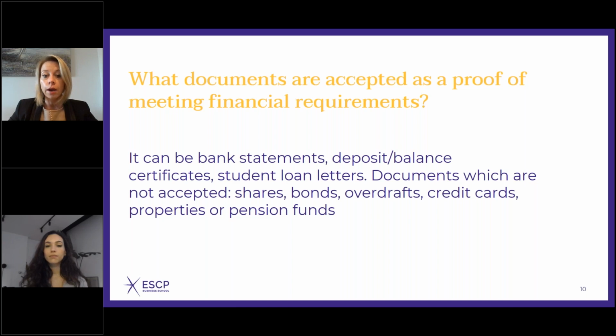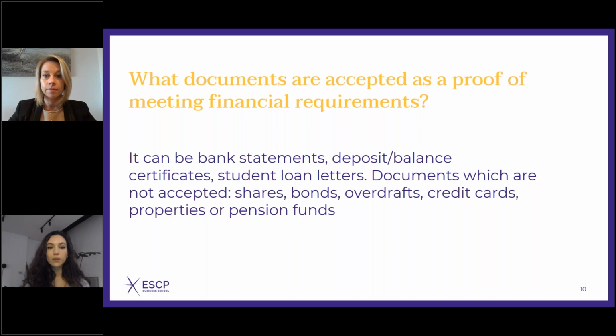And just one general rule with all the documents, it has to say that the funds are available to you at any moment. We don't accept, and the Home Office will not accept, such documents as shares, bonds, overdrafts, credit cards, property or pension funds. Mostly because this type of proof of finance doesn't mean that you are in possession of the money at this very moment. And if you provide these documents, you will be refused 100%.